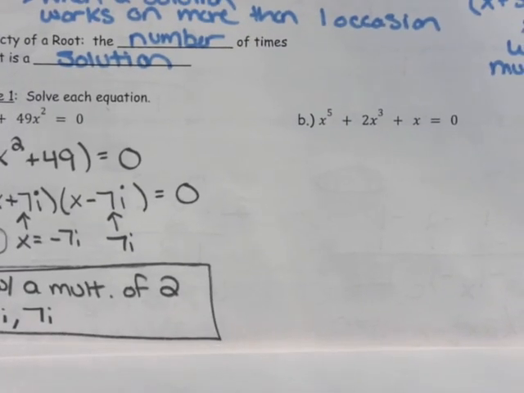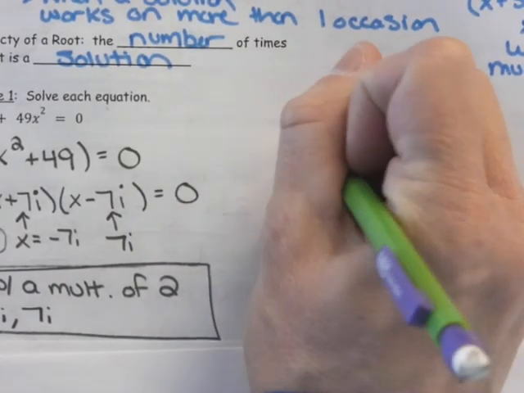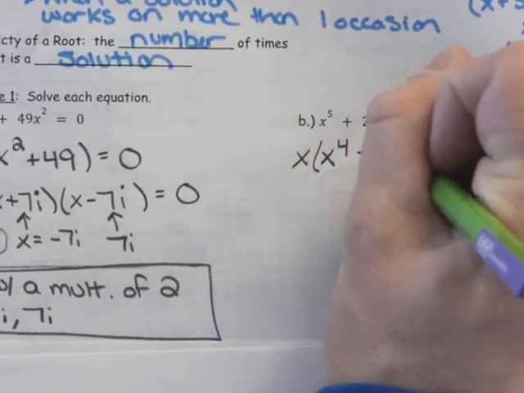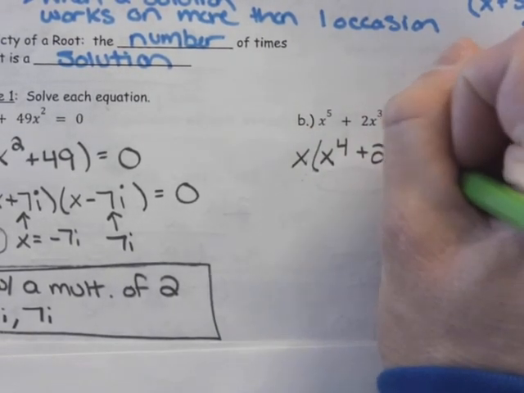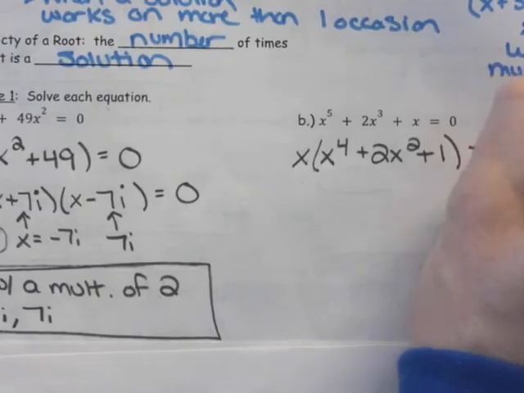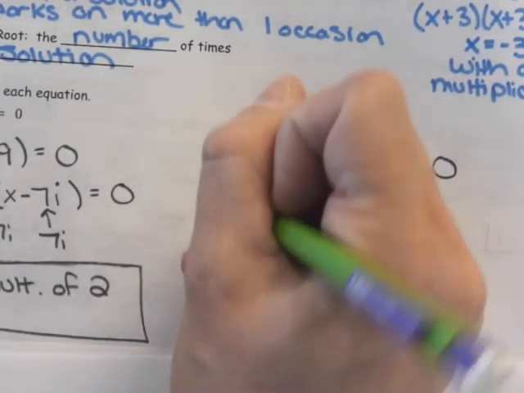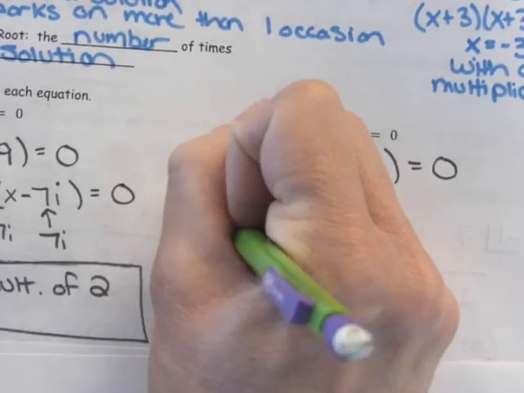Let's go over here. Can I take something out that they have in common? Yes. Yeah, let's take out an x. I'm left with x to the 4th plus 2x squared plus 1 equals 0. All right, this is what we call a higher degree trinomial. We've seen these before when we learned how to factor back a couple chapters ago.